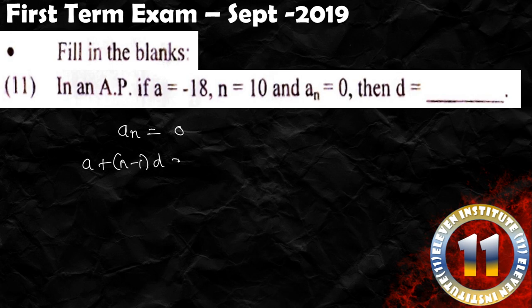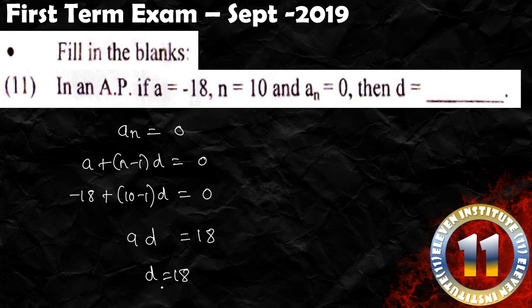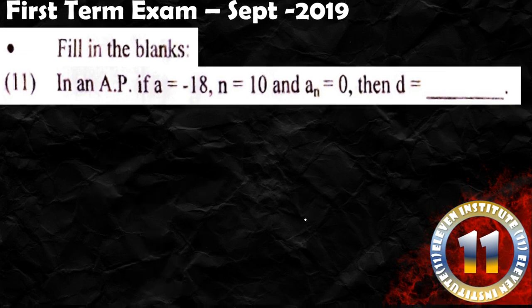A plus N minus 1 into D is 0. Instead of A we can write minus 18. Instead of N we can write 10. So this is 10 minus 1. D will be kept as it is and this is equal to 0. Minus 18 will go over here, it will become plus 18. 10 minus 1 is 9. So 9D is 18. So we get the value of D is equal to 2. Right? 18 upon 9 is 2. So the answer over here is 2. Very simple, right? This was asked for 1 mark. You can write this in your CW.